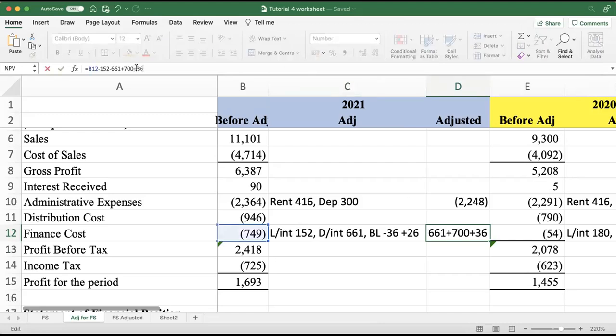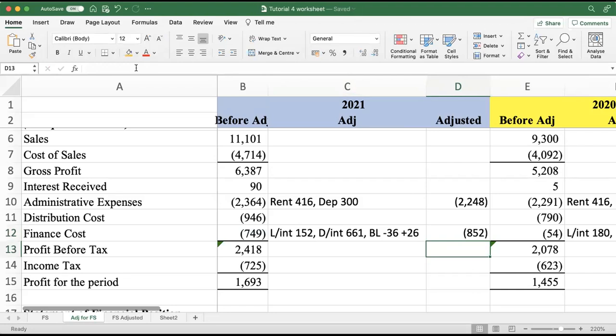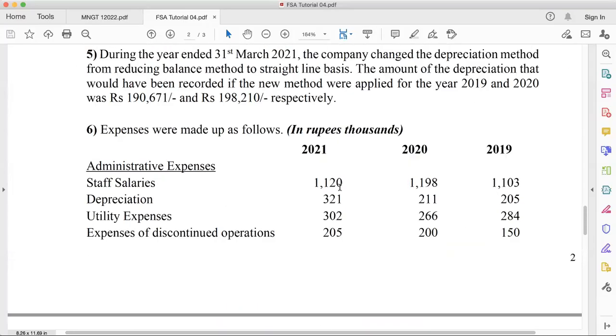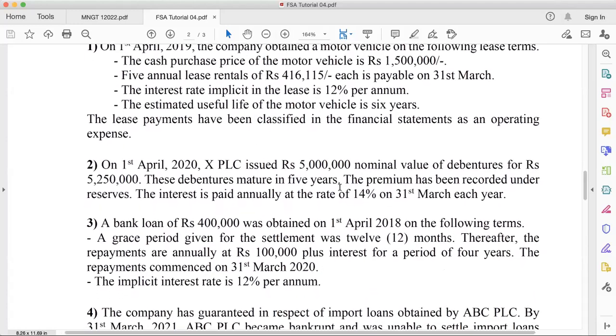So plus 36 minus 26, the correct value should be 852. The adjusted interest, adjusted finance cost, 852. Any question?